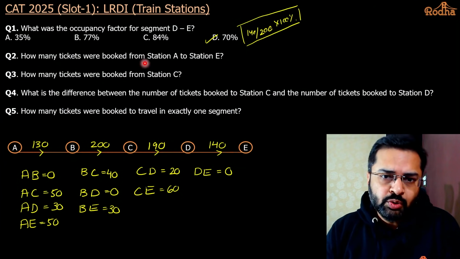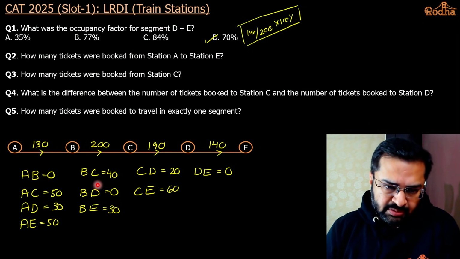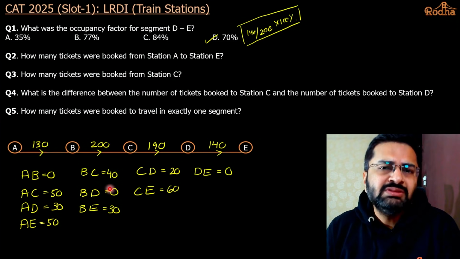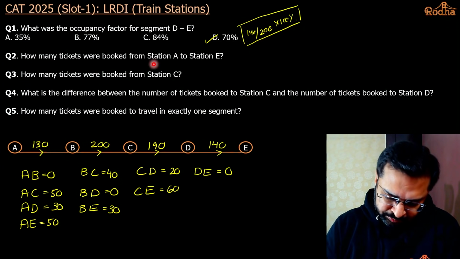Okay, how many tickets were booked from station A to station E? Now it's very clearly given here. We have calculated everything. So that's the use of writing everything systematically. So that's 50. This 50.